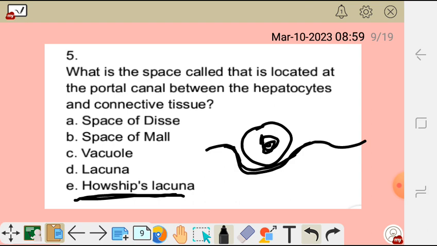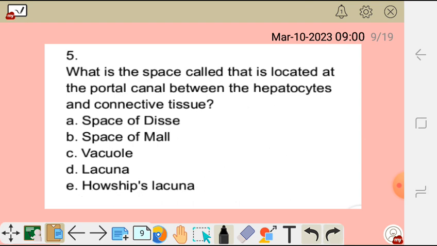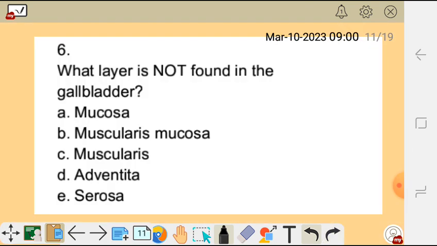Okay, so the space which is located in the portal canal between the hepatocytes and the connective tissue is simply the space of Moore. So the correct answer is B. Move on to question 6.